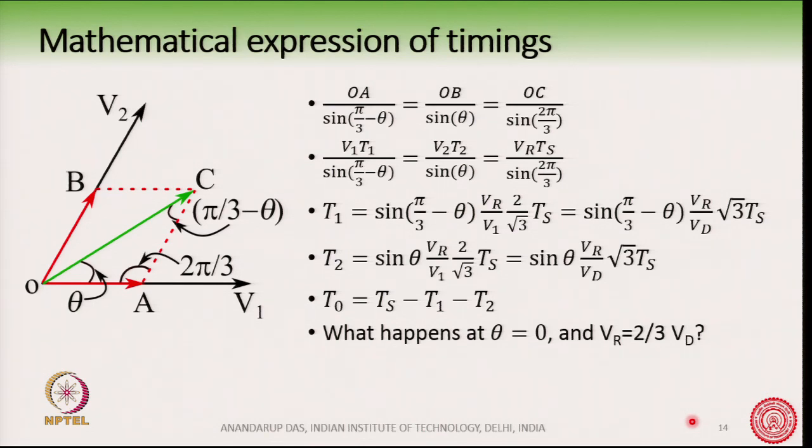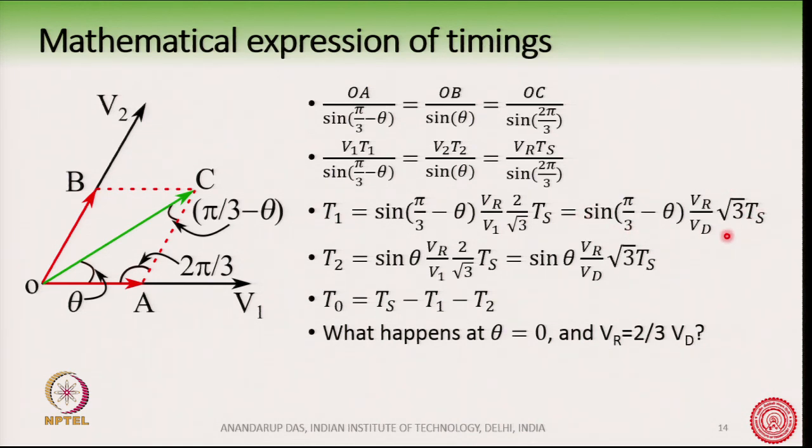Now, what is OA? As I told you, if you apply the V 1 vector for T 1 duration, the net volt second is represented by OA. Similarly, if you apply the vector V 2 for a timing duration of T 2, then OB represents the net volt second. And OC represents the net V ref into TS. So, substituting OA as V 1 into T 1, OB as V 2 into T 2, and OC as V r into TS, we get these two equations, from which it is possible for us to calculate the value of T 1 as this expression here.